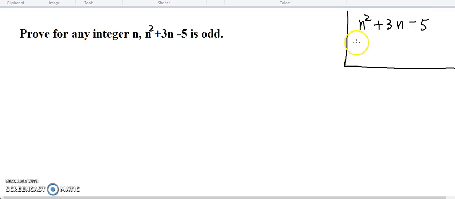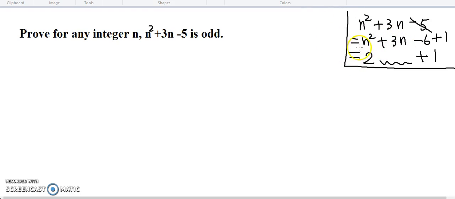We know that if we want to prove a number is odd, we need the format 2 times integer plus 1. And there will be no problem of getting a 1. What we can do is replace minus 5 with minus 6 and plus 1, because negative 6 plus 1 is equal to negative 5. So that will give us plus 1, and what's left will be n squared plus 3n minus 6.